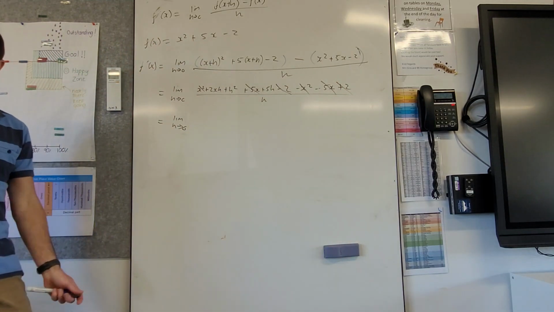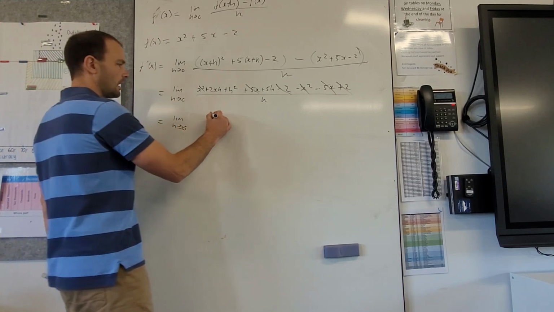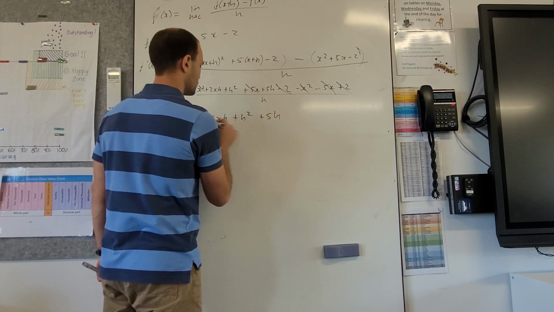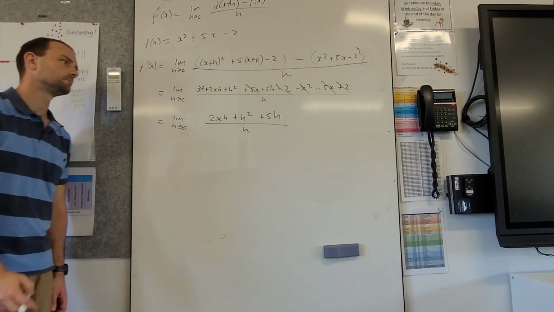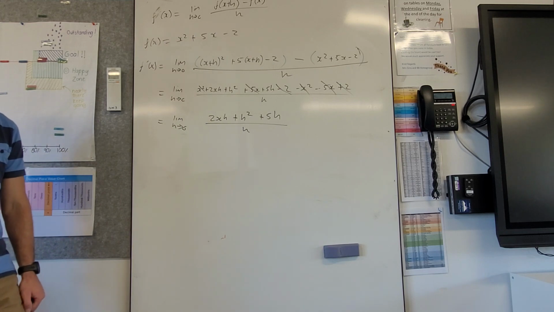And so this is the checkpoint, right? Everything that's left over has an h in it. 2xh plus h squared plus 5h. Everything's got an h in it, so that means we're on the right track because now we can cancel the h.